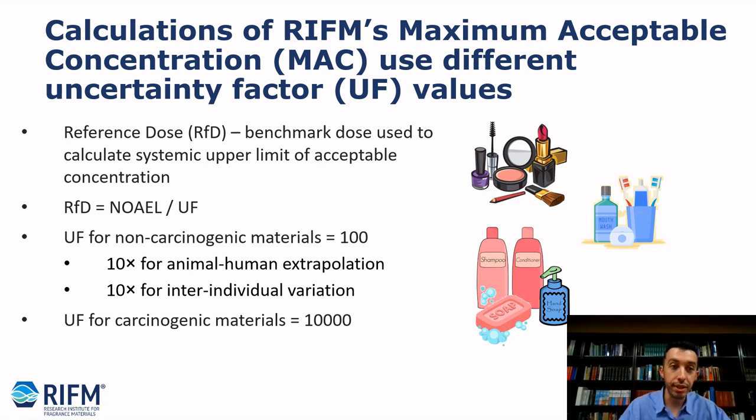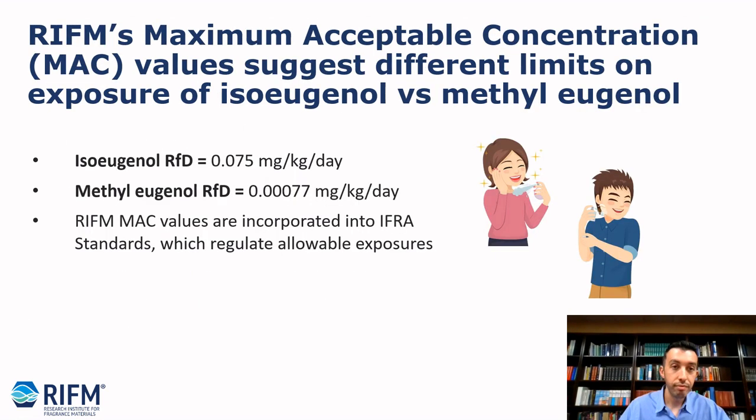Isoeugenol is not considered to be carcinogenic, and thus the uncertainty factor value of 100 was used for that NOAEL to reference dose conversion. While methyleugenol is considered to be carcinogenic, and thus the uncertainty factor value of 10,000 was used for the NOAEL to reference dose conversion. As you can see, the reference dose value for methyleugenol is much lower than that of isoeugenol. Once the reference dose values are obtained, they are factored in with no effect levels from the skin sensitization endpoint to calculate MAC values.